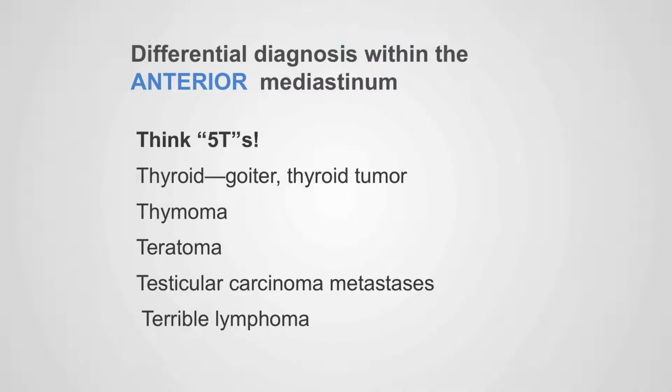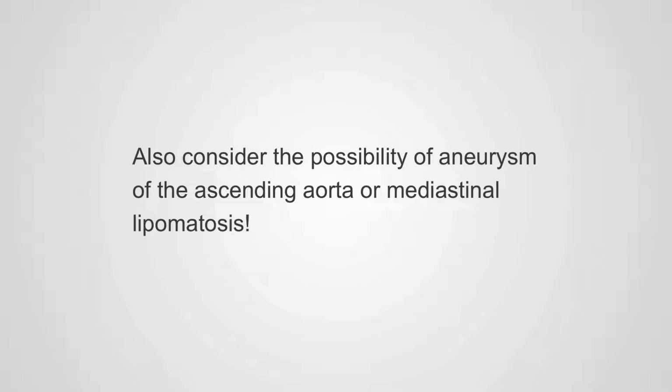So when we can identify a mass within the anterior mediastinum, we should be thinking of the 5 T's. Think of thyroid, thyroid goiter or thyroid tumor. Think of thymoma, teratoma, testicular carcinoma metastases, and think of terrible lymphoma. Also consider the possibility of aneurysm of the ascending aorta or mediastinal lipomatosis.